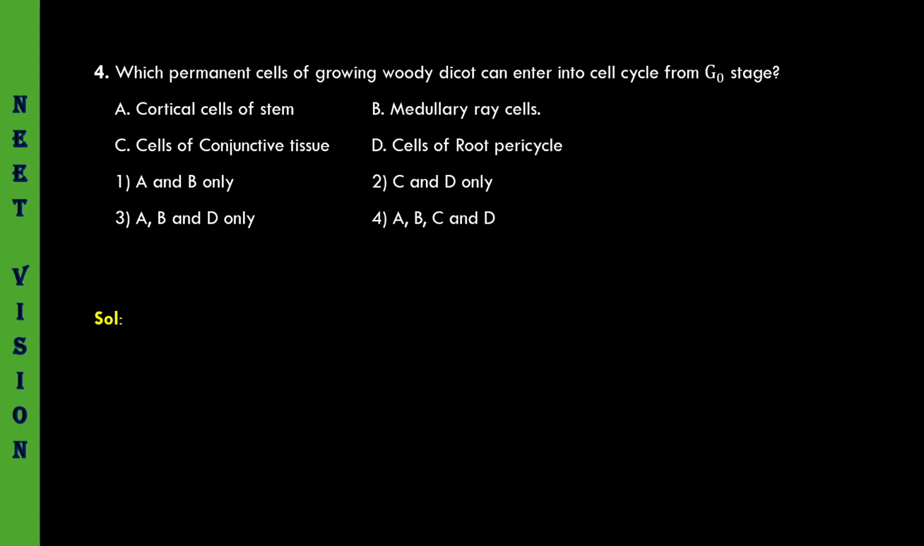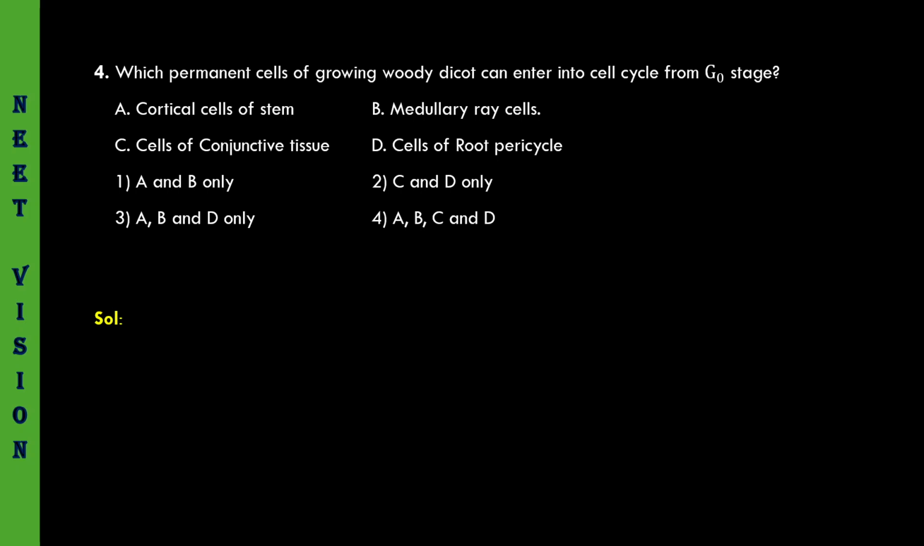This is also true. Cells of conjunctive tissue present beneath the phloem of dicot root enter into cell cycle to form bulk of the vascular cambium of root. Cells of root pericycle, this is also true. Cells of the pericycle present opposite to protoxylem of root enter into cell cycle to form the remaining little vascular cambium other than that formed by the conjunctive tissue. Complete pericycle is also involved in the formation of corticambium.